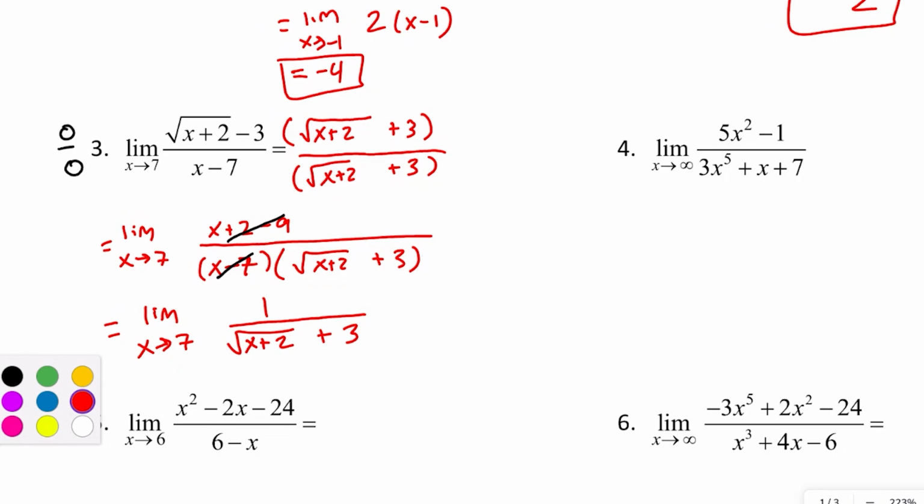As soon as we cancel out that common factor and close up that hole, now we can use direct substitution. We can plug in that 7. 7 plus 2 is 9, square root of 9 is 3. So we get 1 over 3 plus 3, which is 1 over 6.